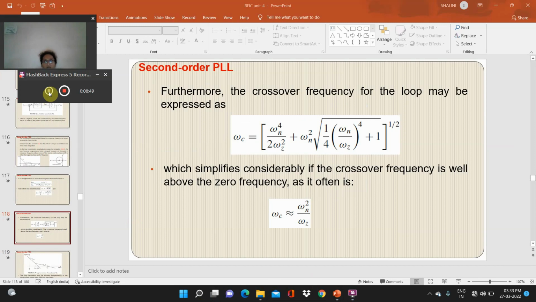Furthermore, the crossover frequency for the loop may be expressed as omega c equals omega n to the power 4 by 2 omega z squared, plus omega n times the square root of (1 by 4 into (omega n by omega z) to the power 4, plus 1), whole to the power 1 by 2. This simplifies considerably if the crossover frequency is well above the zero frequency, as it often is. Omega c is approximately equal to omega n squared by omega z.